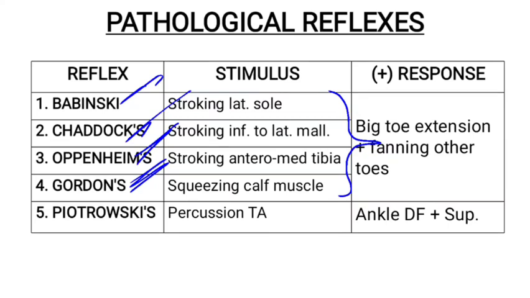Next, you have your Piotrowski's. Piotrowski's is stimulated by percussion of your tibialis anterior muscle, and the corresponding response, if it is positive, is ankle dorsiflexion and supination. So this would mean that there is a pathology somewhere in your central nervous system.